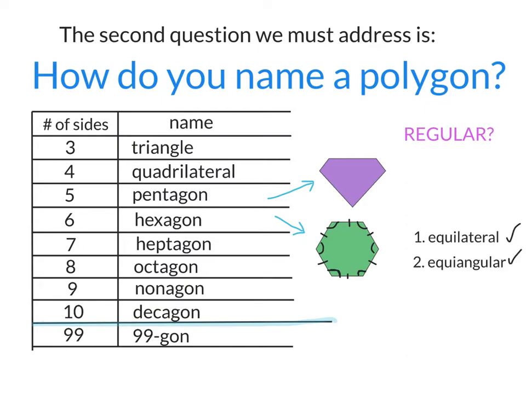Second, all of the angles have to be the same as well. If the angles are equal, that's equiangular. So if a hexagon or a different polygon is both equilateral and equiangular, then yes, it's regular.